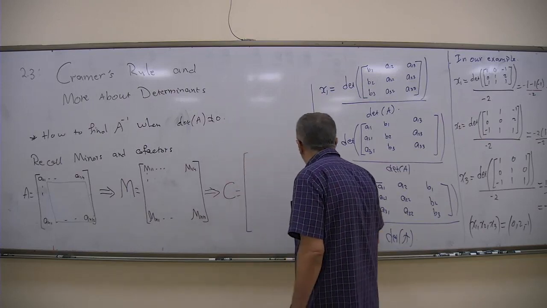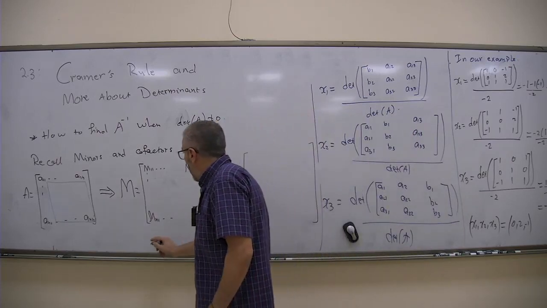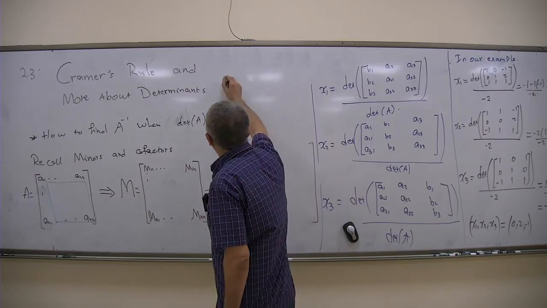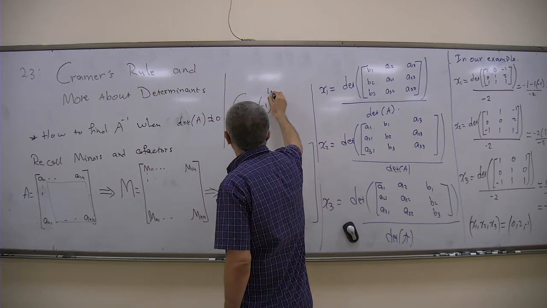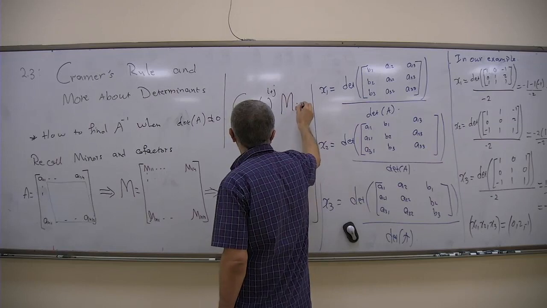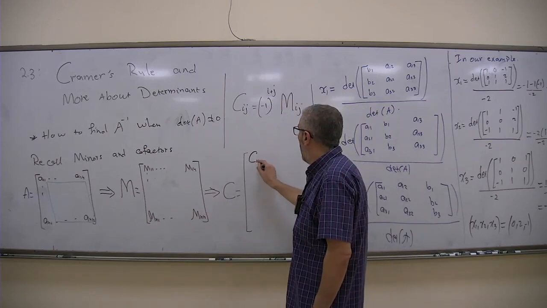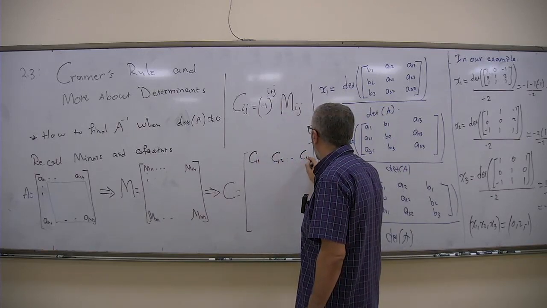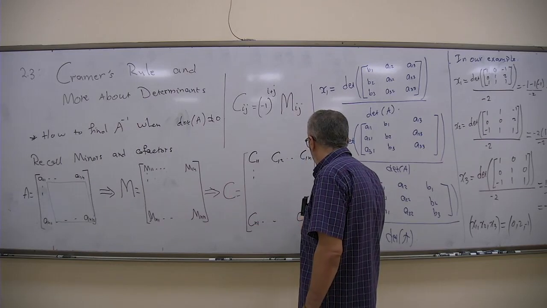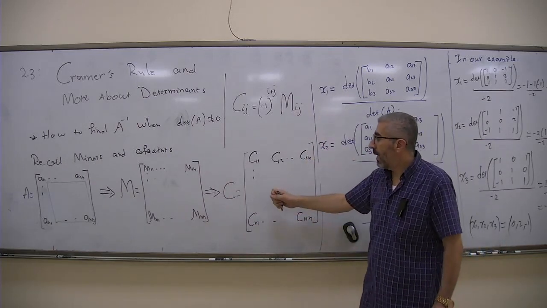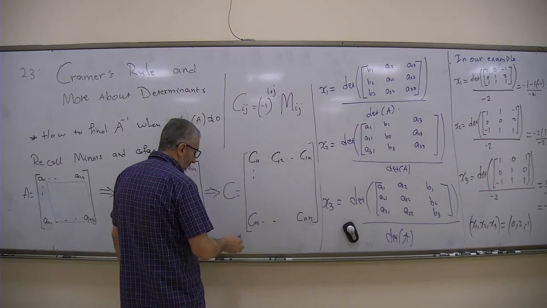What is the matrix of cofactors? The matrix of cofactors is Cij equals negative 1 exponent i plus j times Mij. So you take Mij from here and you see what is the sign. So here you get C11, C12, C1n. And here Cn1 and here Cnn. Okay? That is called the matrix of cofactors, or the cofactor matrix.